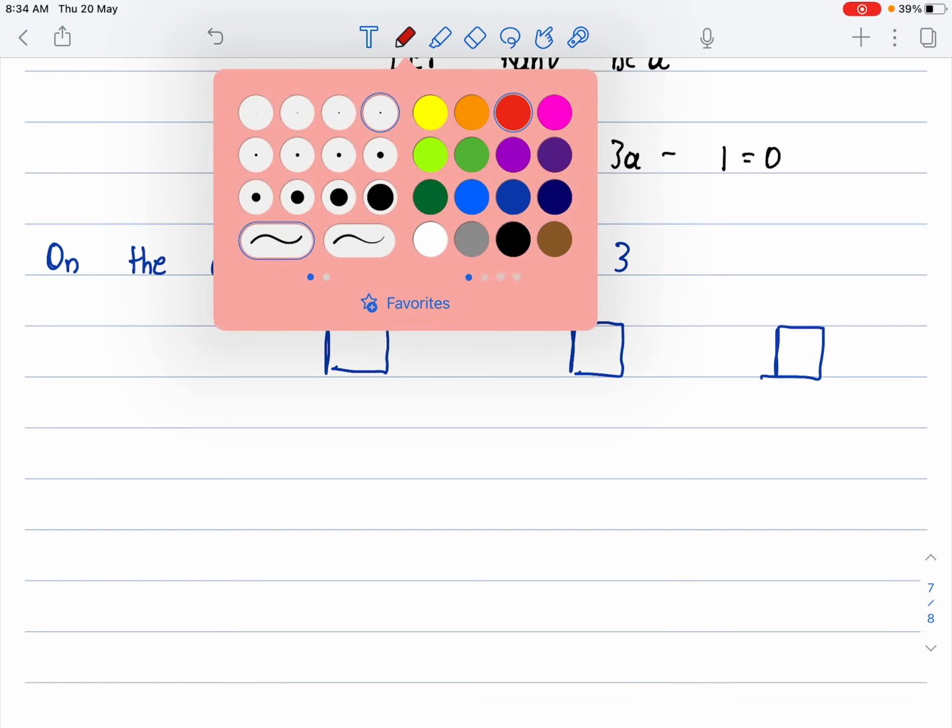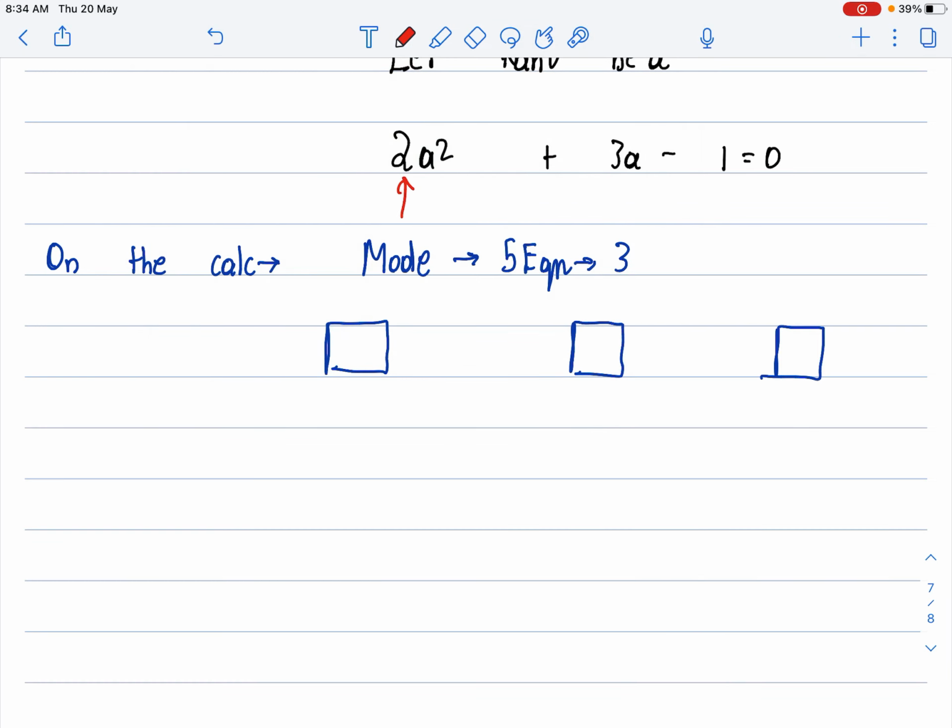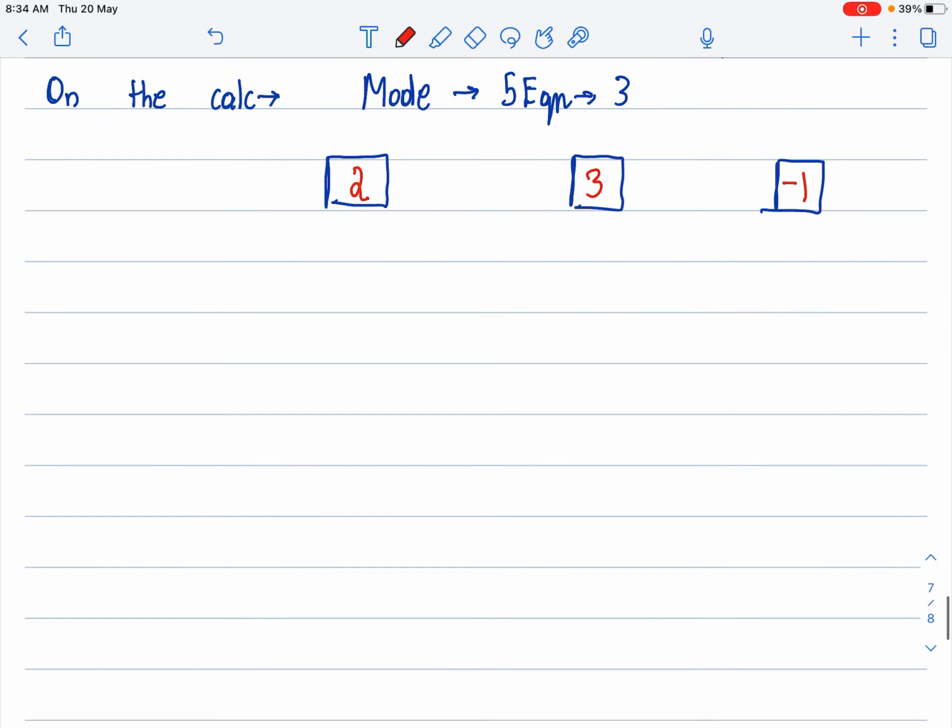So in the first box, what you do is put 2, which is basically the coefficient of a square. In the second box, put 3, which is the coefficient of a, and in the last box, put -1, which is the constant. So do this much first. Yeah. So when you do that, you get your answer basically as a equals to 0.28077 and a equals to -1.78077.